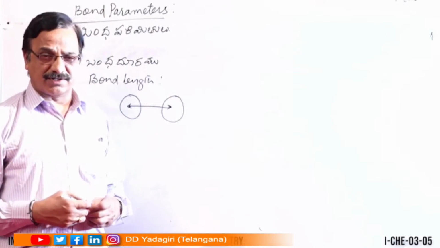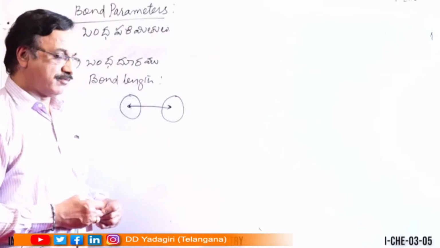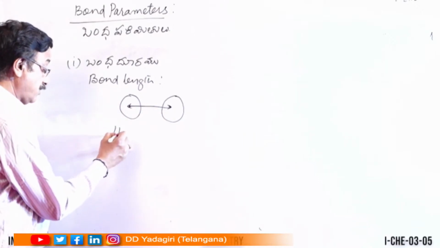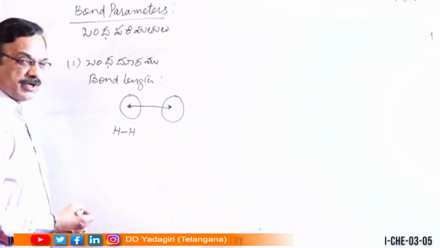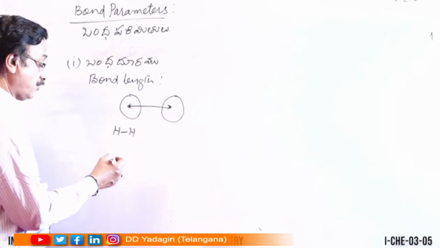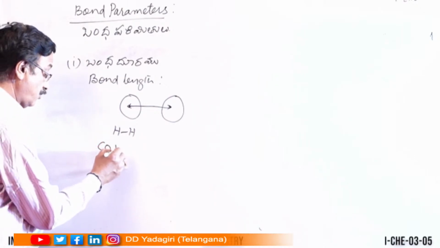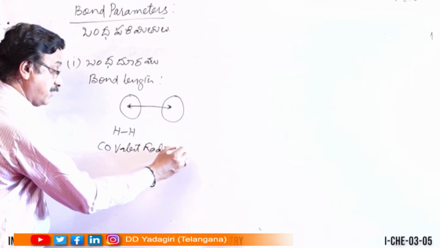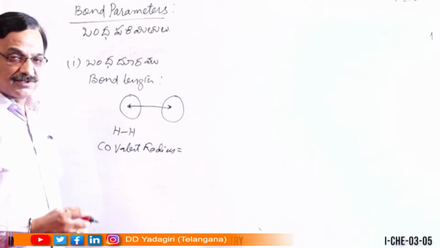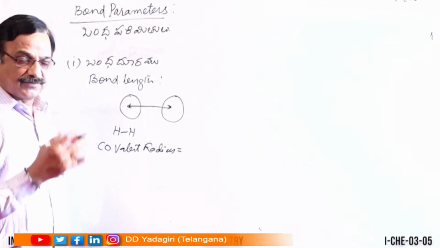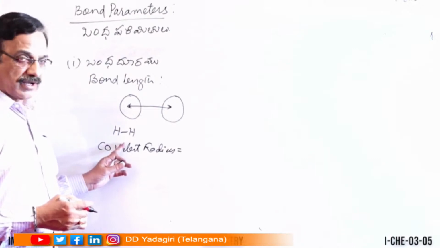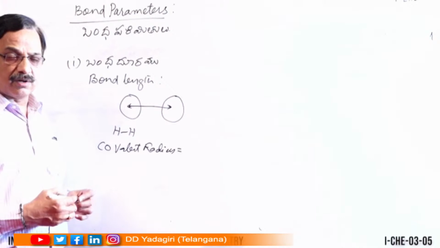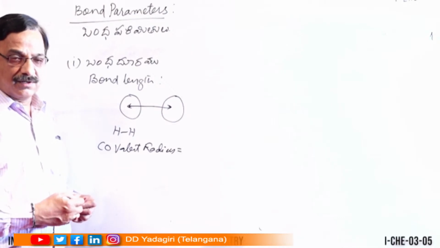అయితే when a homoatomic molecule is present, homoatomic molecule means when two atoms are the same, right? For example, the H and H, this is a homoatomic molecule, right? So the covalent radius is the half the internuclear distance between the two atoms, right? Half the internuclear distance between the two atoms. So that way we can get the covalent radius for the homoatomic molecule, right?